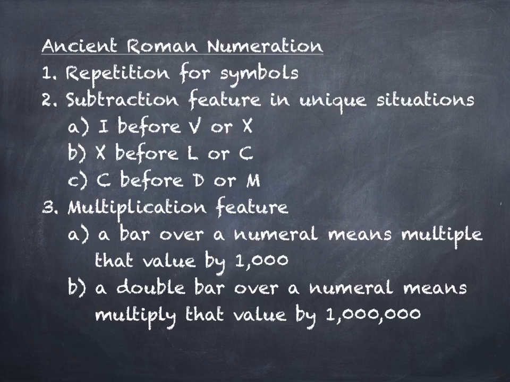All right, so the first thing that they will do is some of what the Egyptians did. They're going to do repeating of symbols. So if we have the number 2, we're going to put 2 of the number 1s. Okay? So they're going to do some of that repetition of symbols business. But they've got this other thing going on that's a subtraction feature.